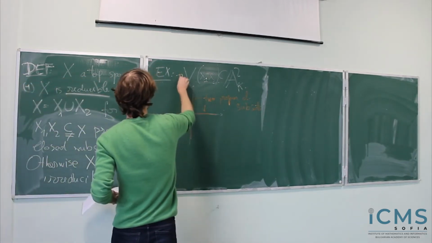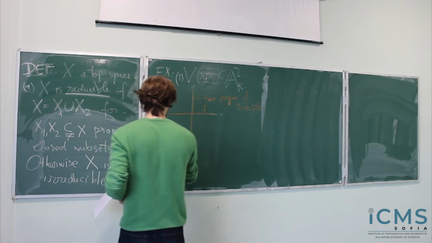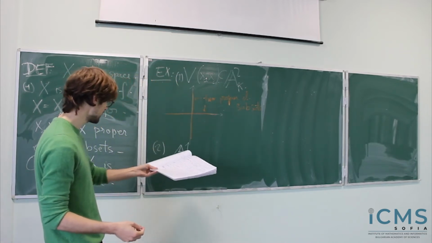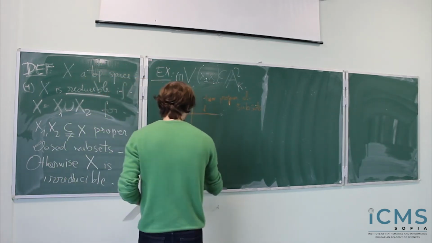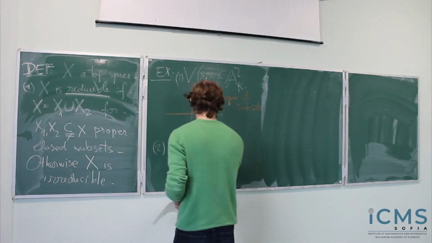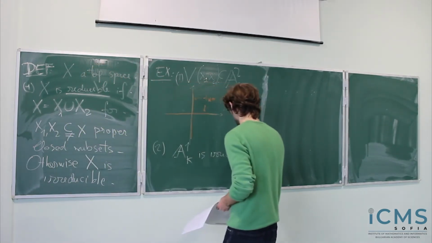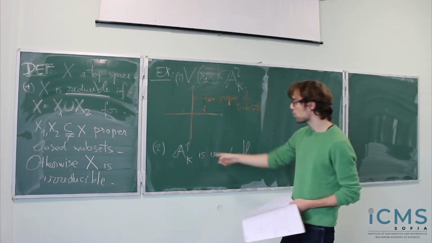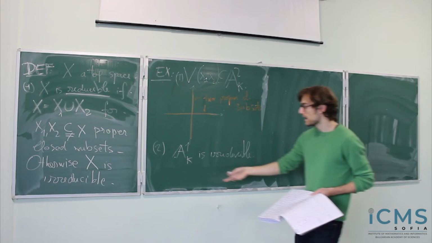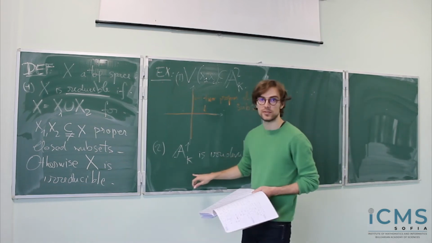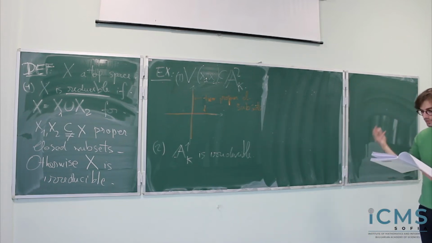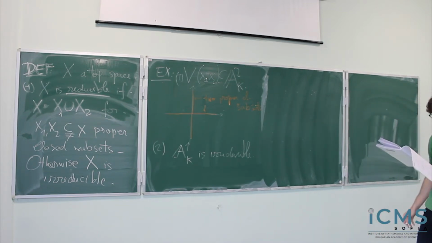Just as a second example, by examining what the closed subsets of A1 of K are, this is an irreducible subset, for instance. We know what its closed subsets are, and by our convention, K is infinite, so this is not a finite set. So it cannot be the union of two closed proper subsets.